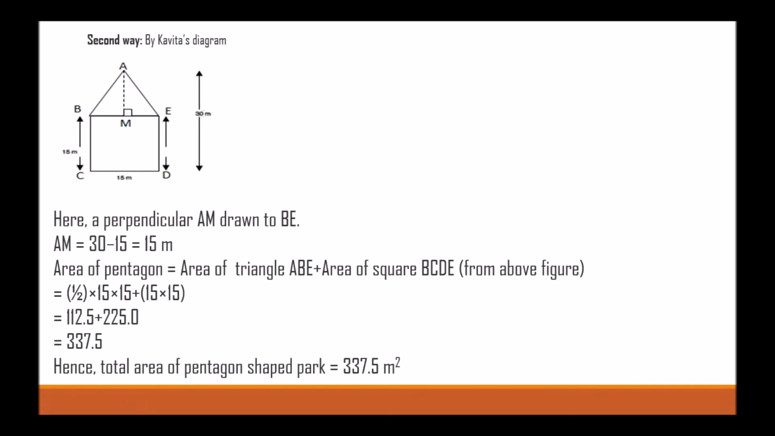By Kavita's diagram, a perpendicular AM is drawn to BE. So AM equals 30 minus 15. So it is 15 meter. Area of pentagon equals area of triangle ABE plus area of square BCDE. So half into 15 into 15 plus 15 into 15. So 112.5 plus 225. So it is 337.5. So total area of pentagon shaped park is 337.5 meters square.